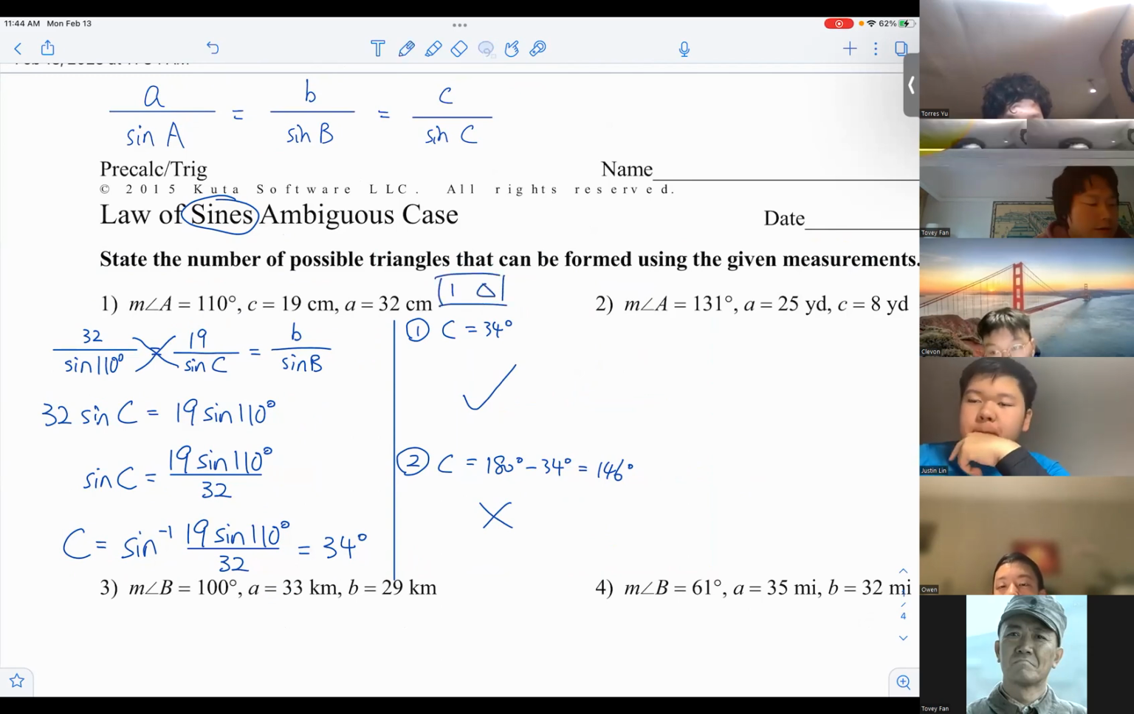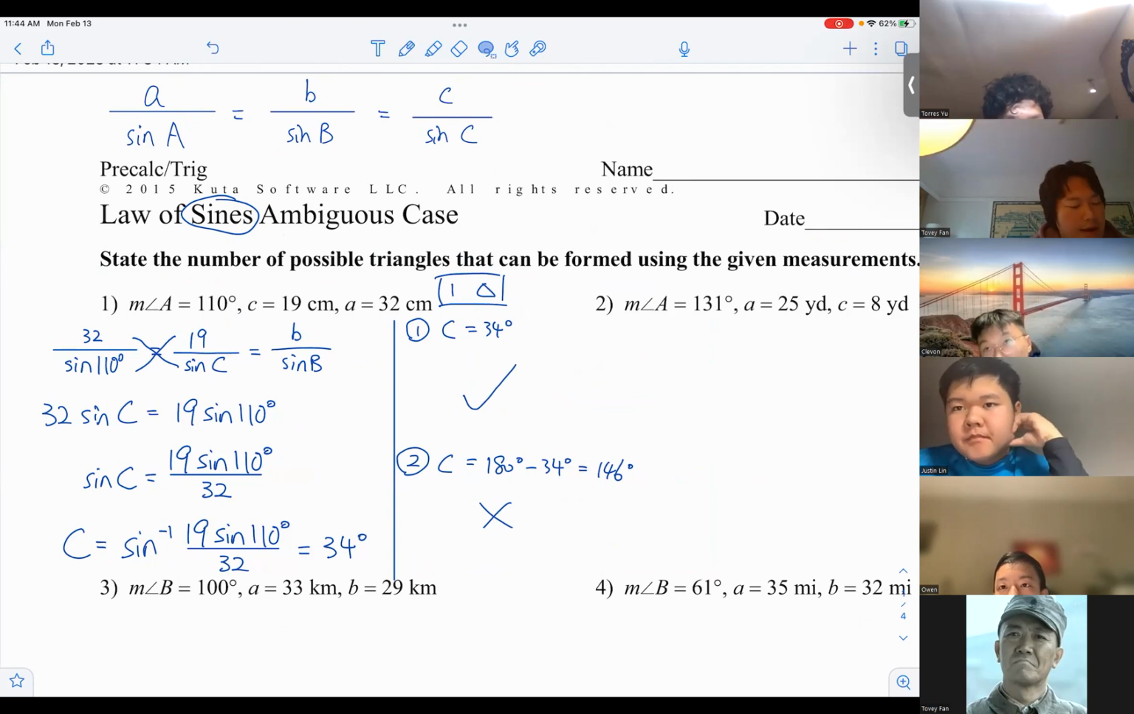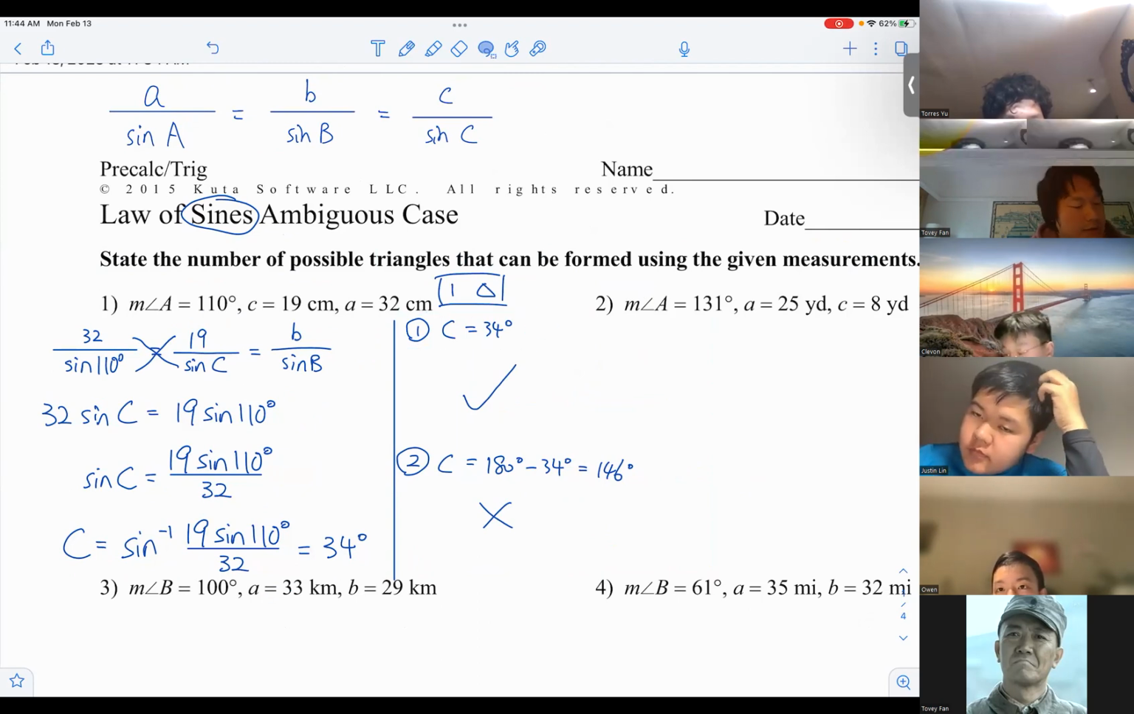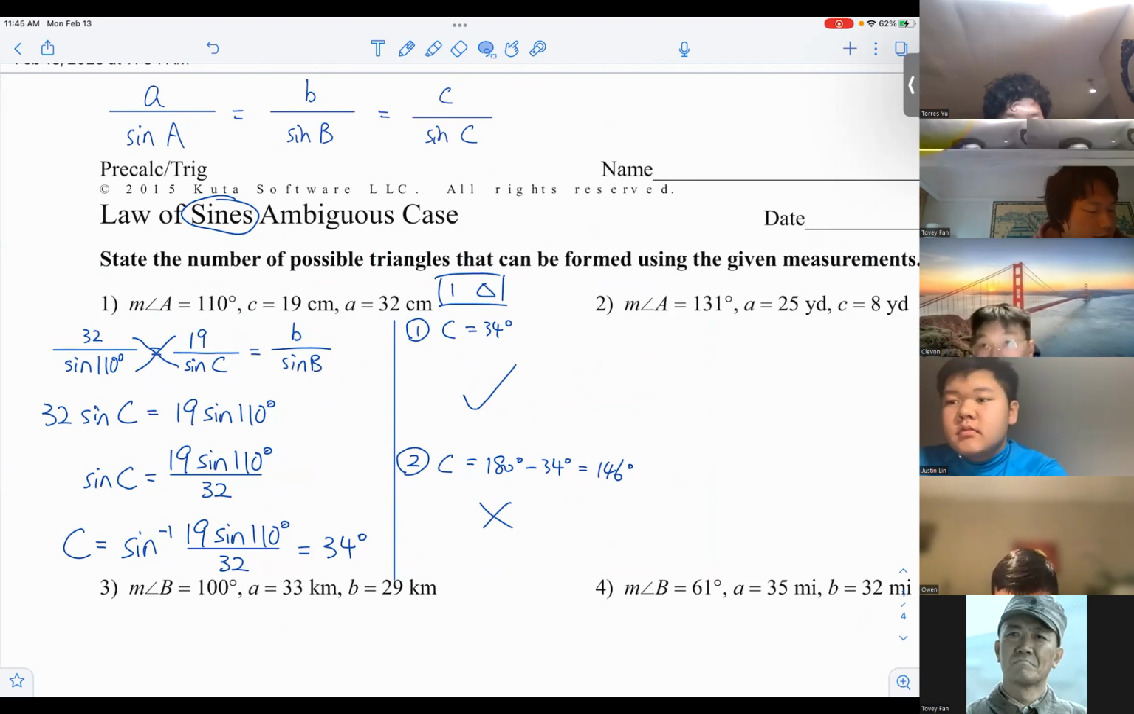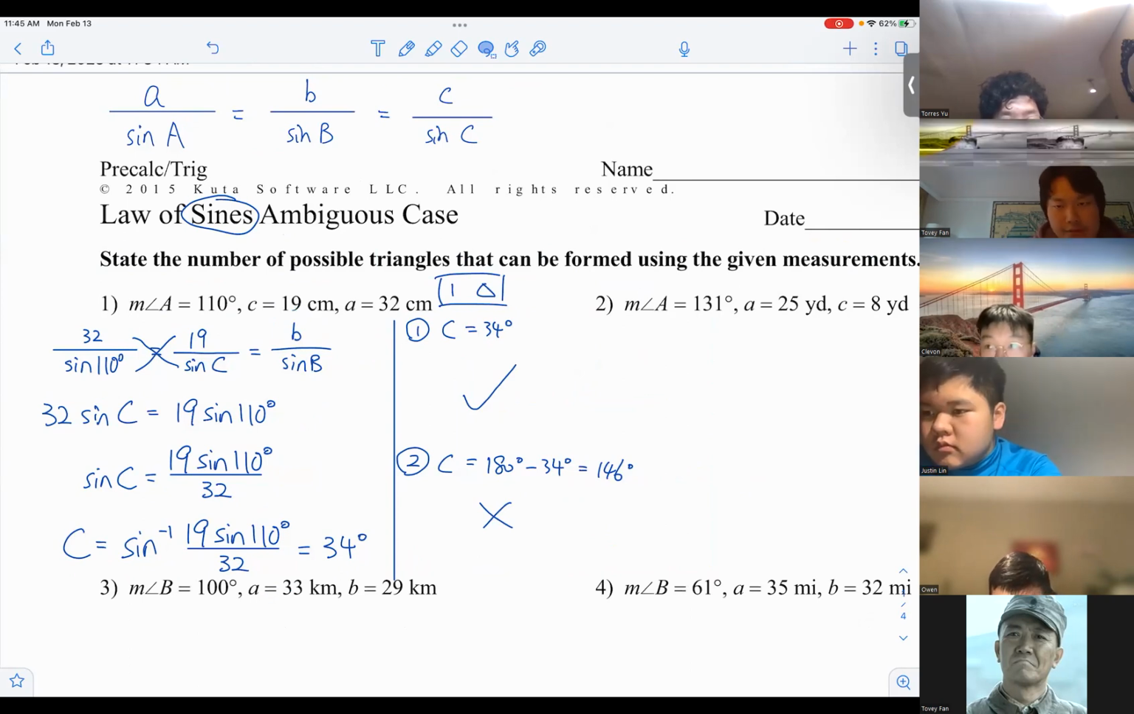If the question also asks you to solve the triangle, then just proceed with 34 degrees, get angle B and then get side B. You just solve the triangle. That's it. Okay, make sense?